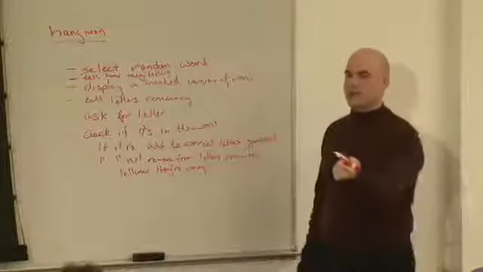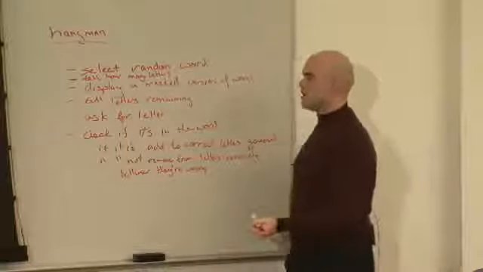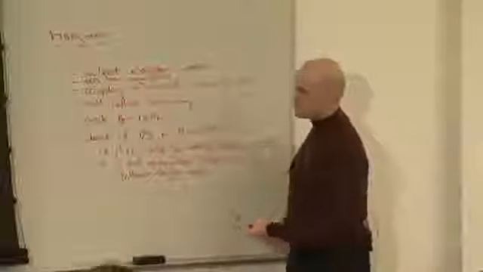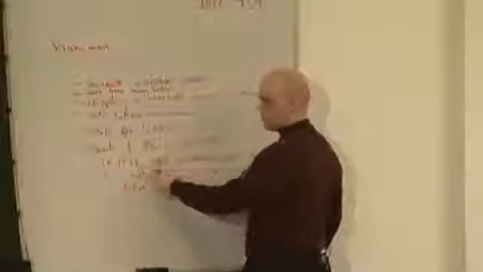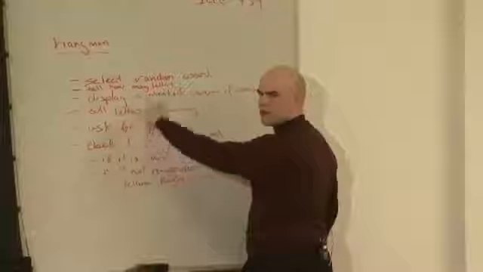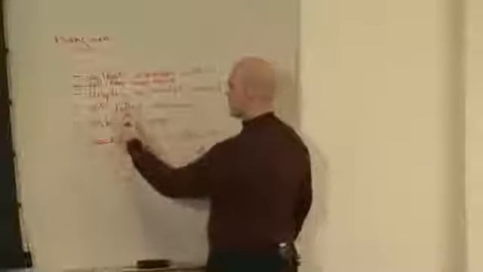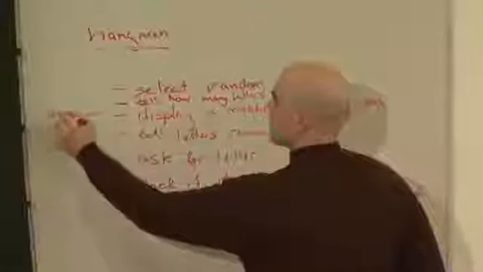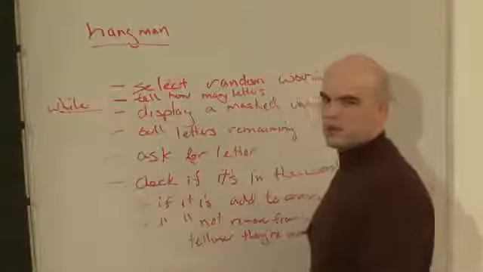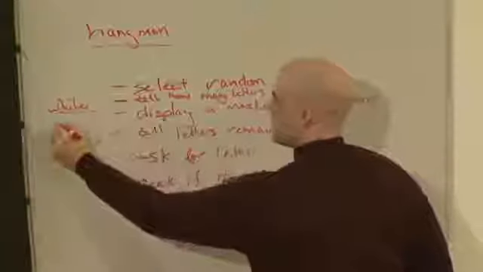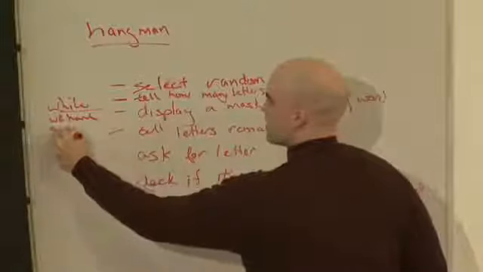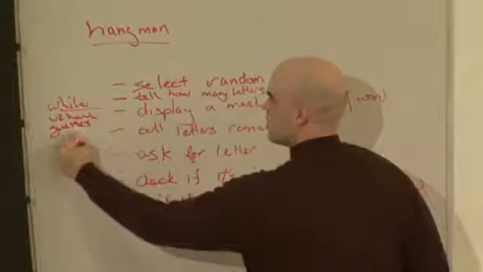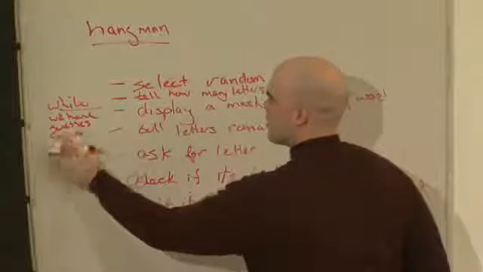So again, yeah, you're right. We have a number of guesses that are remaining, and the user has a certain number of turns. So we're probably going to repeat a lot of this, right? So at some point, we probably want to have a while. And we'll just say while we have guesses remaining.